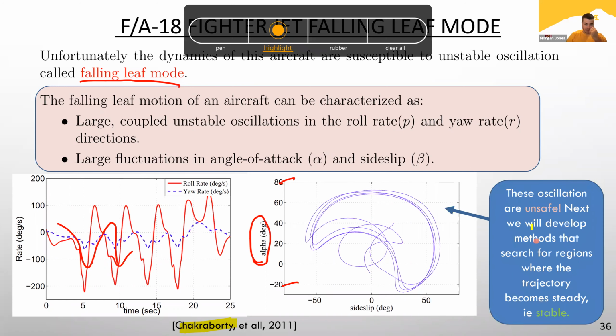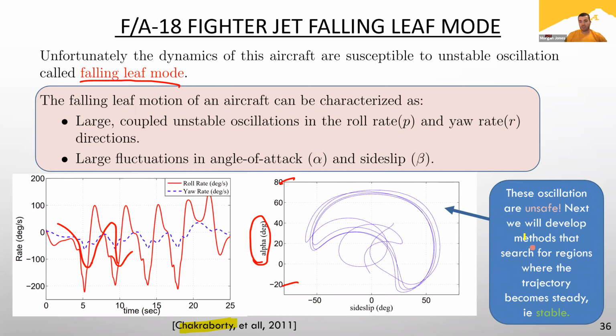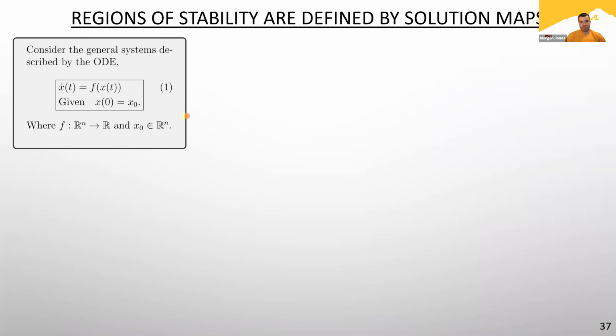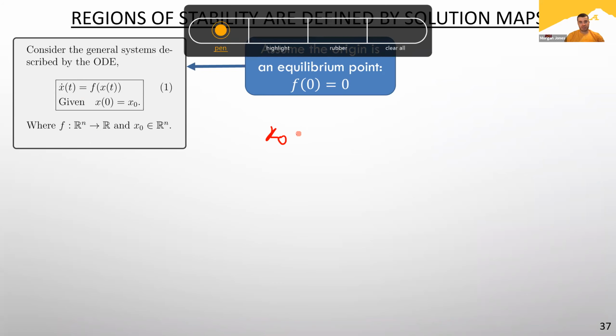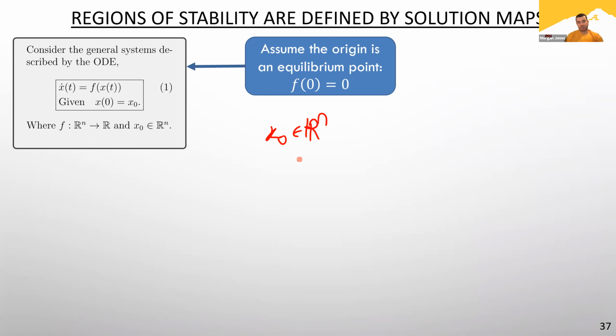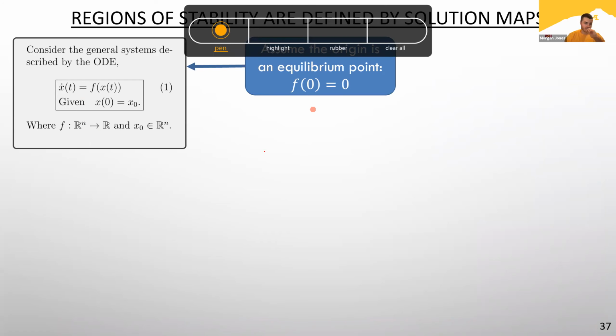And the goal of our research is to develop methods to search for regions where the system does not exhibit this type of unsafe behavior. The system exhibits more steady state behavior, and we call this stable. So if we consider some general ODE, we'll assume that it has an equilibrium point at 0. We can do this without loss of generality, because if it has an equilibrium point at any other point, say x0 in R^n, then you can make a linear transformation to put the equilibrium point at 0.